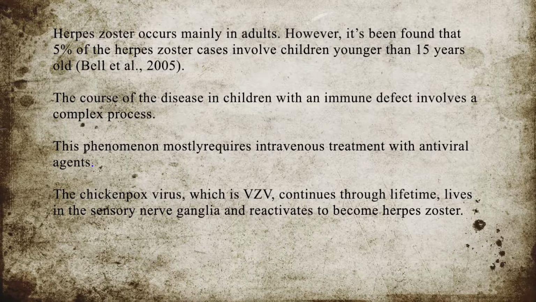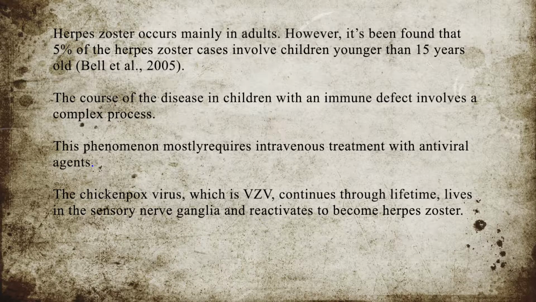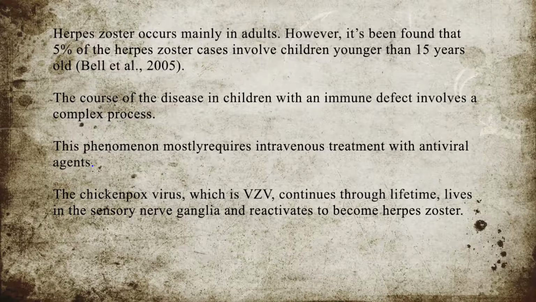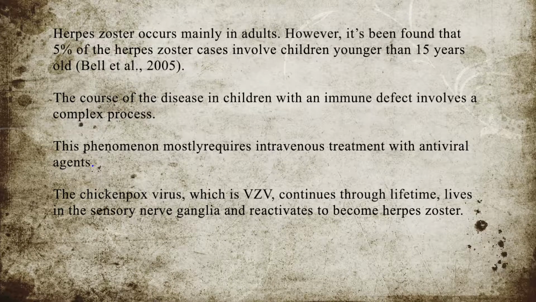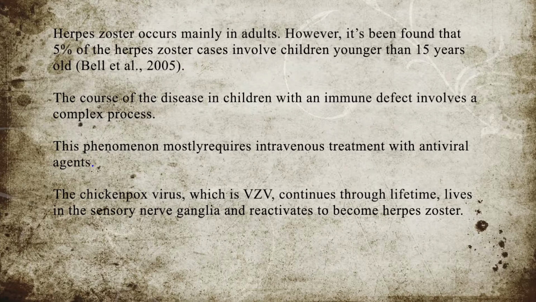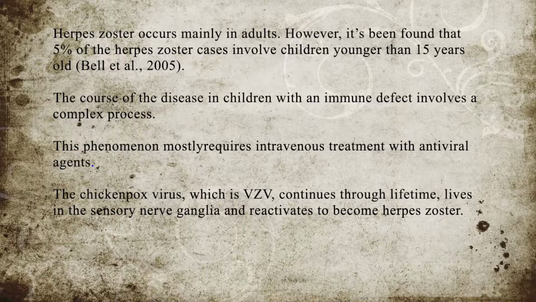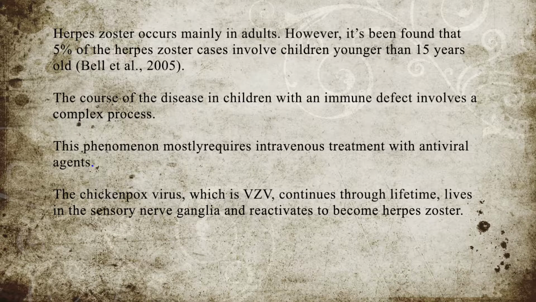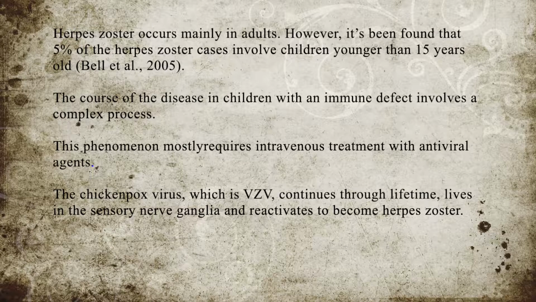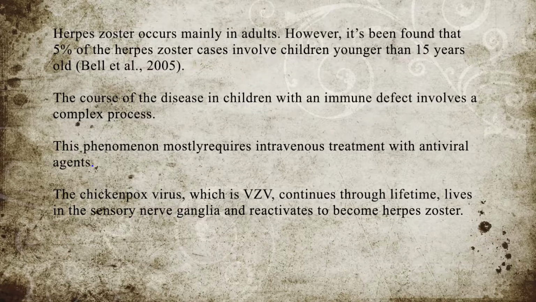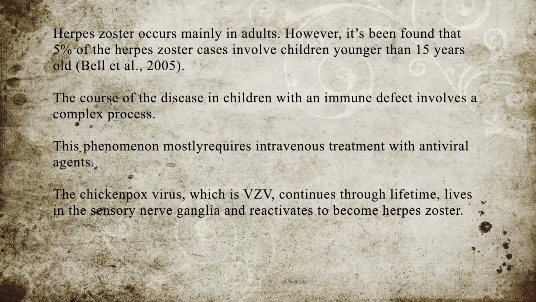So it occurs mainly in adults. It's found that 5% of the herpes virus cases involve children younger than 15 years old. The course of the disease in children with an immune defect involves a complex process. It usually requires IV treatment with antiviral agents if they get worse, and the chickenpox virus persists through a lifetime in the sensory nerve ganglia and reactivates to become herpes zoster.